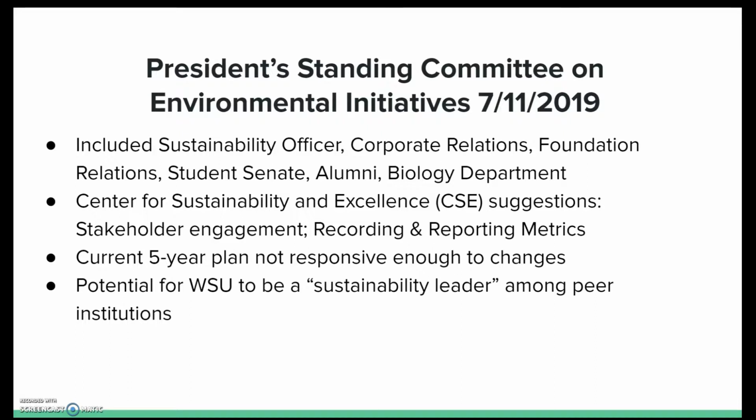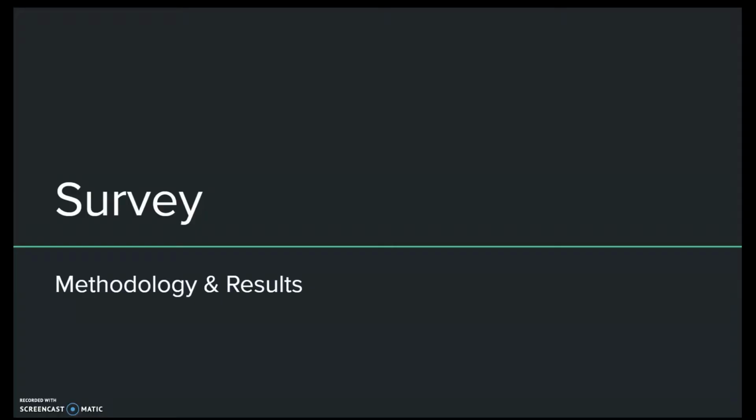Mr. Pearson expressed that the current plan is not responsive enough to changes in technology and environment and other contexts. So moving forward, plans should be more flexible. And it was also expressed at this meeting that there is potential for Wayne State to be something of a sustainability leader if we emphasize sustainability more than other peer institutions. Other colleges will look to Wayne State for guidance.